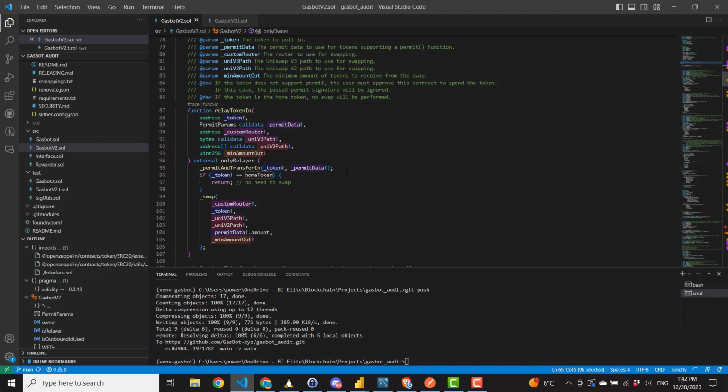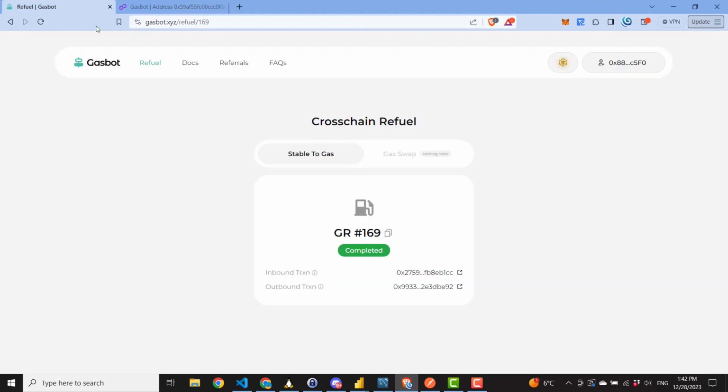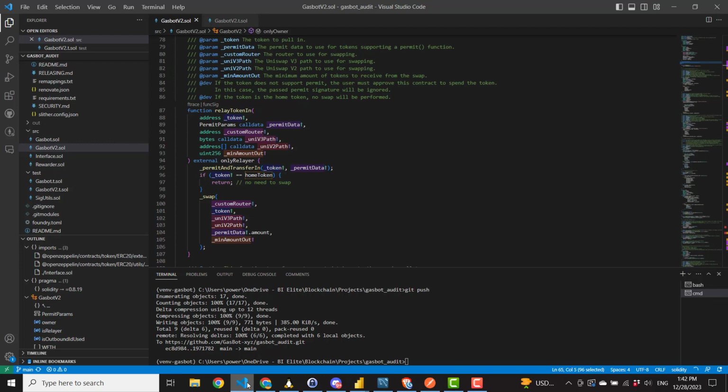So the first function is called relay token in. You can think about this function as a cross-chain function. Using the example we just walked through, we're relaying tokens in. We're relaying that stablecoin in on Polygon, and we're transferring gas out on Phantom. So we take their USDC on Polygon and send them gas on Phantom. So in this flow, we called relay token in on Polygon.